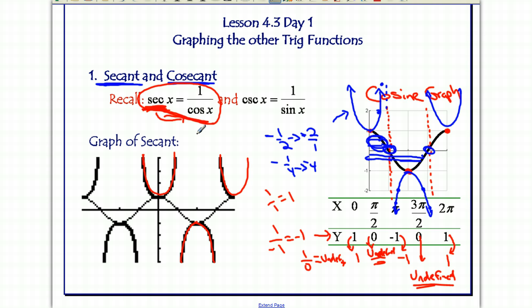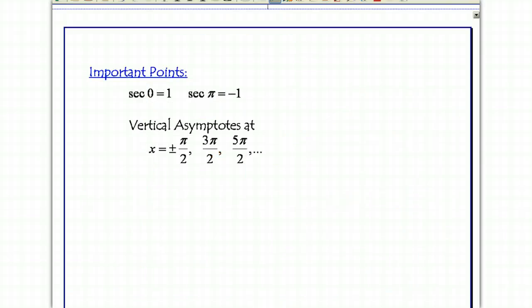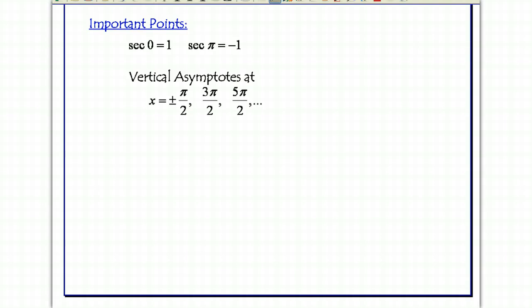It's not the cosine graph. Sometimes people graph the cosine graph and they leave that. You could use that as a guide if you want, but that's not really our graph. If you want, you could put in the dotted lines, because everywhere the cosine graph is 0, you can't take the reciprocal of 0. So you can put in the vertical asymptotes in there, and that would give us our graph of secant.